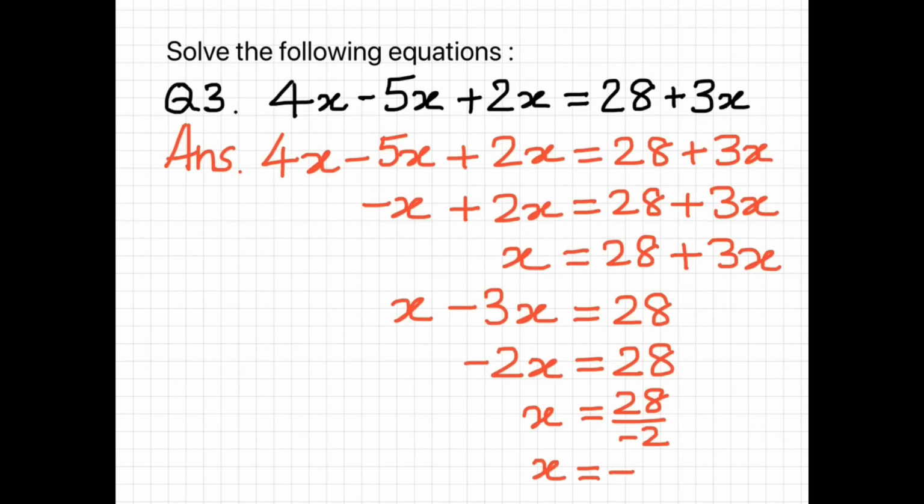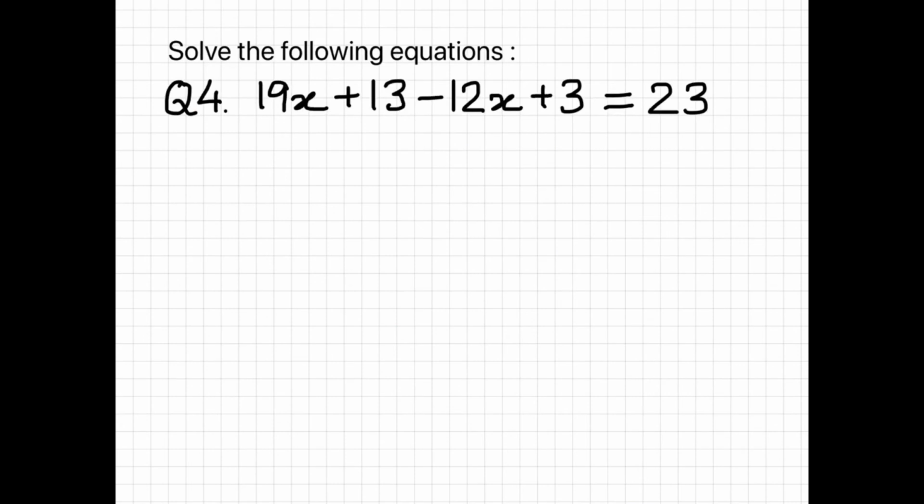And now let's cancel the common factors. 2 times 14 is 28. 2 times 1 is 2. So we get 14 by 1, which is nothing but 14. So the value of x is minus 14.